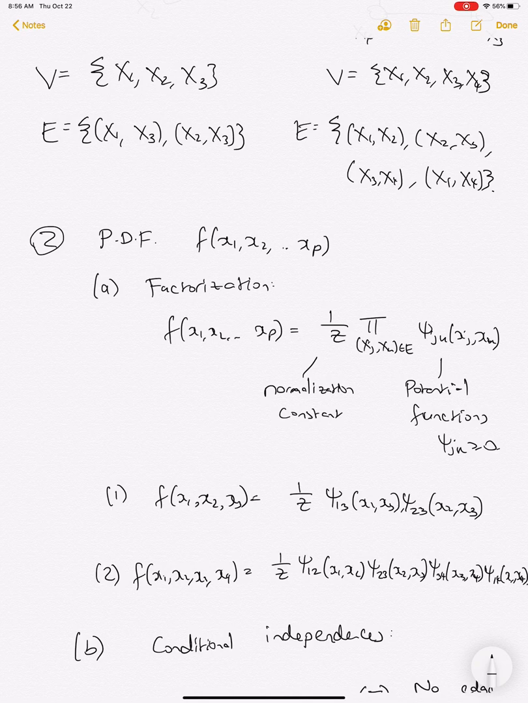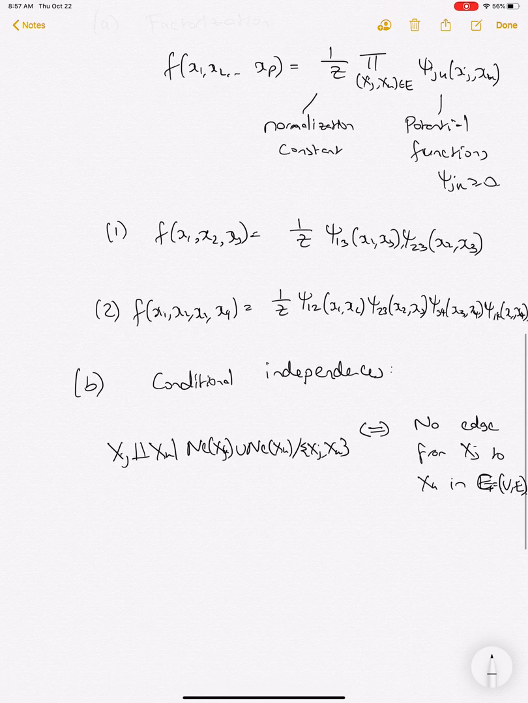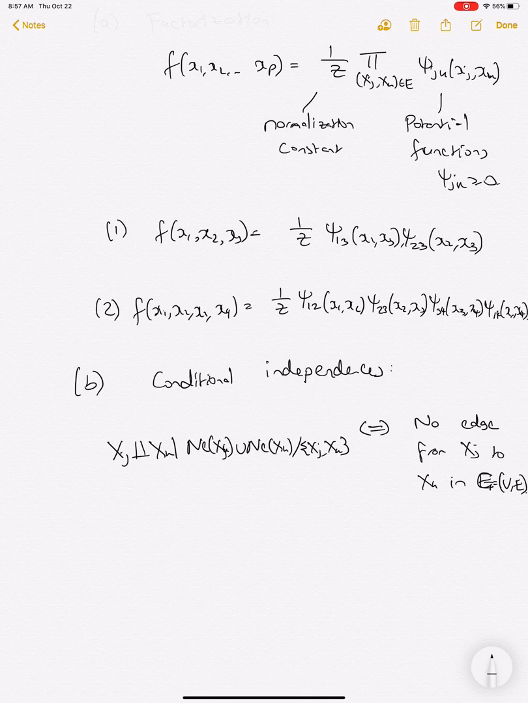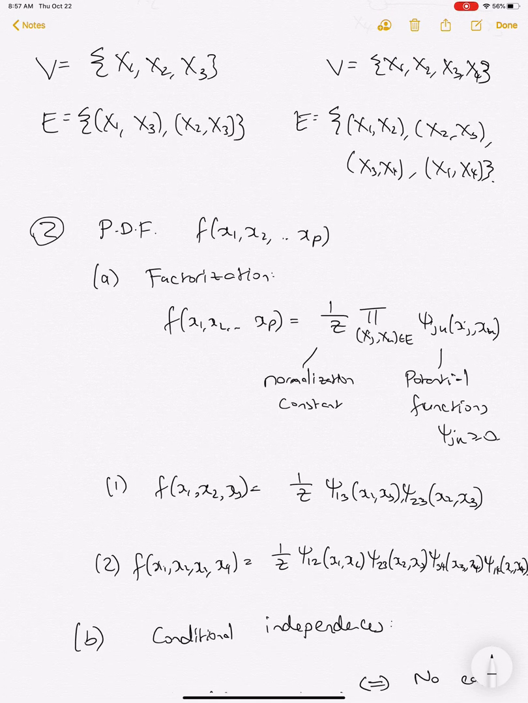The way that the graph structure enters is that you only need potential functions defined on the edges. So for the first graph, x1, x2, x3, there are 2 edges, so there are going to be 2 potential functions, 1 for x1, x3, and 1 for x2, x3. And for the graph with 4 edges, there are 4 potential functions, 1 for each edge.